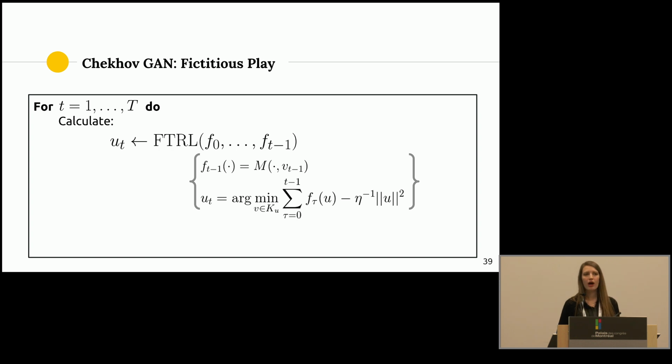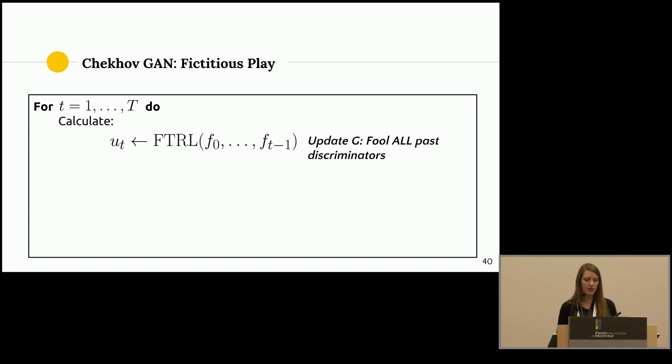When we try to update the generator, we update it using the FTRL rule. The FTRL rule is applied to all the previously seen losses by the generator, here denoted by F, and they depend on the value function of the game M and the decisions of the discriminator. The rule is to minimize this cumulative loss plus some regularization term. In words, this means that we update the generator such that it fools not only the most current discriminator, but all of the previous discriminators. It saves snapshots of the discriminator, and we try to fool all of them at once.